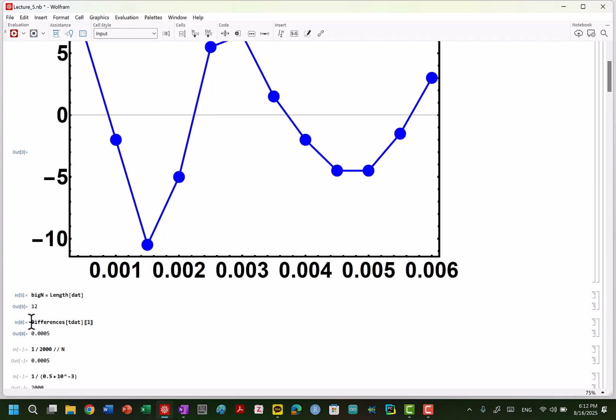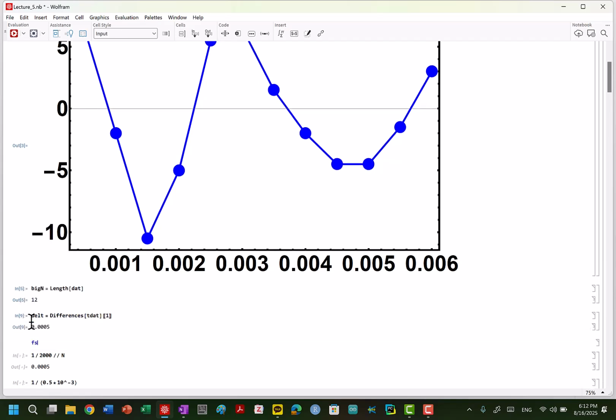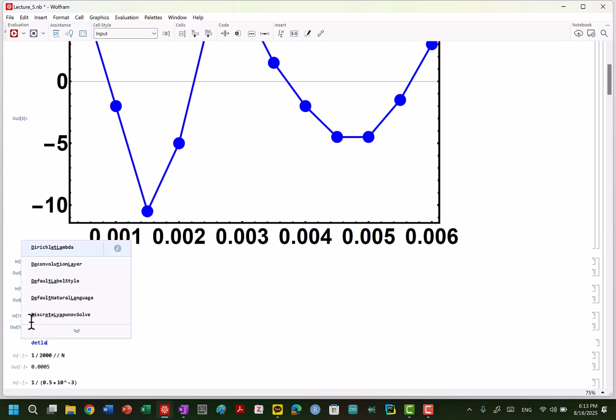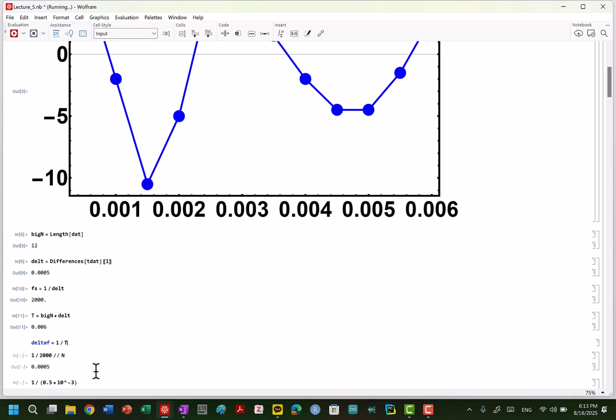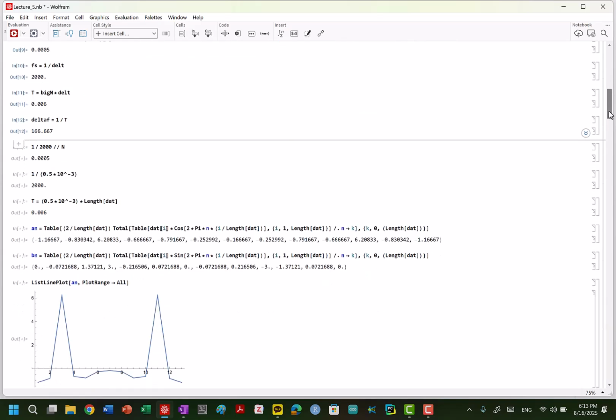So this would be my del t. My f of s equals 1 over del t. My delta f equals 1 over big N times del t. Actually, I should define the period. I'm just going to say capital T equals big N times del t. I know that my delta f is equal to 1 over T. And now we've defined essentially a lot of our key parameters here.